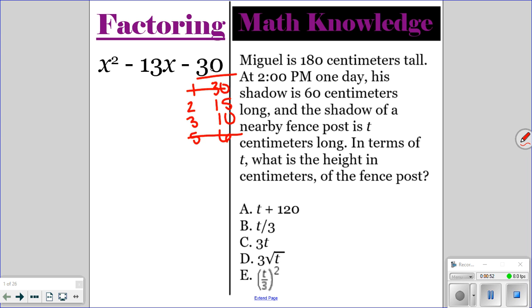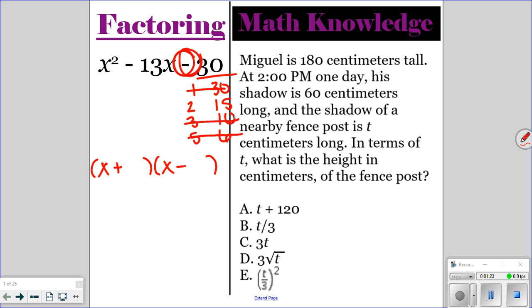Now on this one, we're trying to get to a negative 30. So that means that it's going to be x in the front with one positive number and one that is negative, because we're trying to get to a negative 30. So they have to be opposite signs. So if we do 13 and 10 and one of them is positive and one is negative, that's going to give us a 7 or a negative 7.